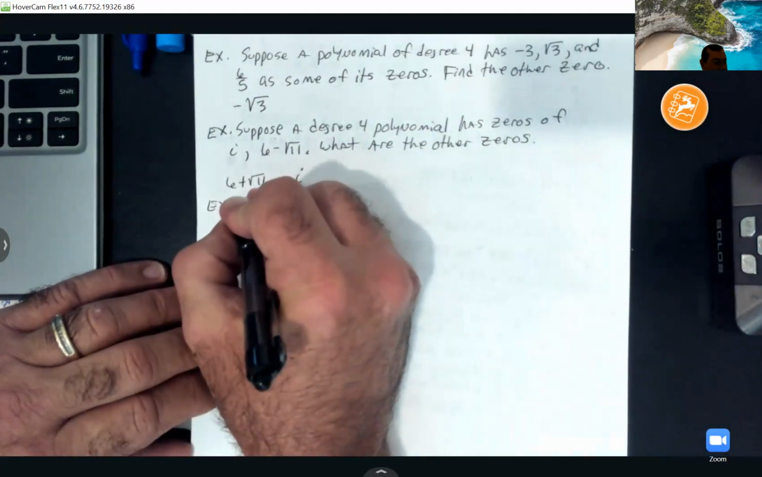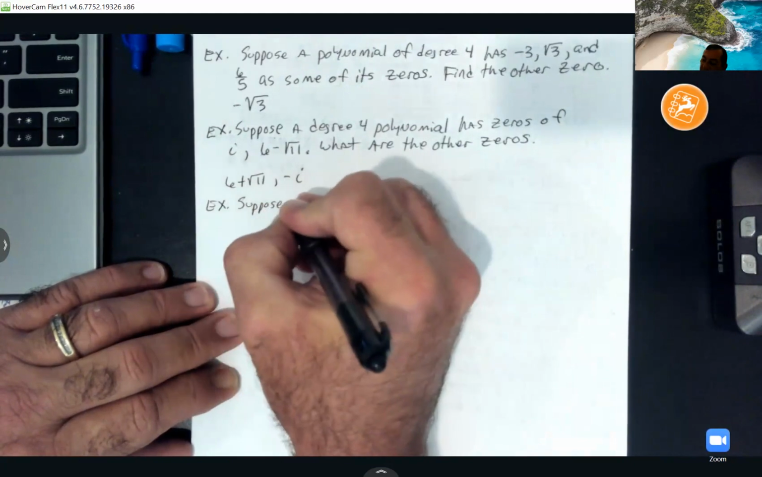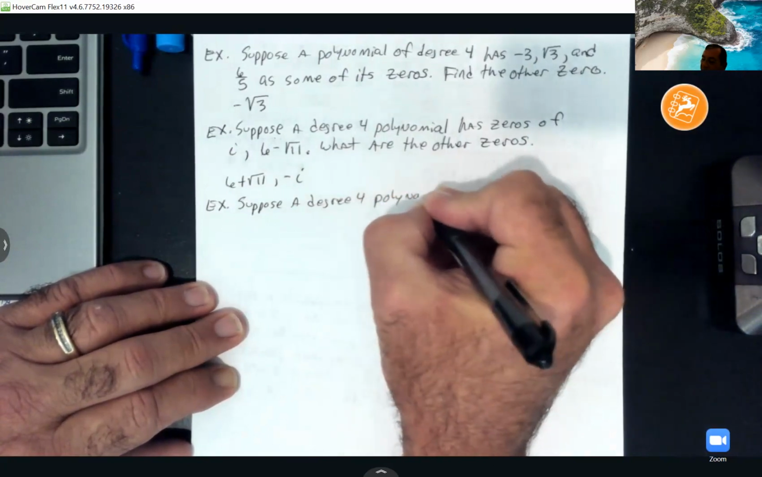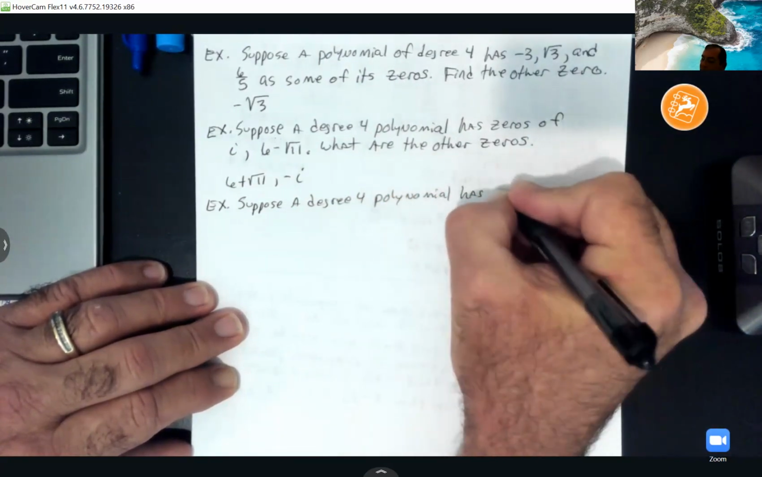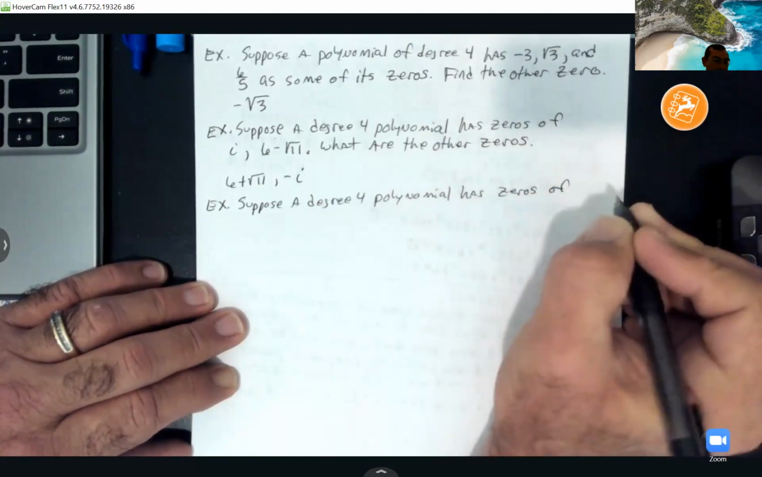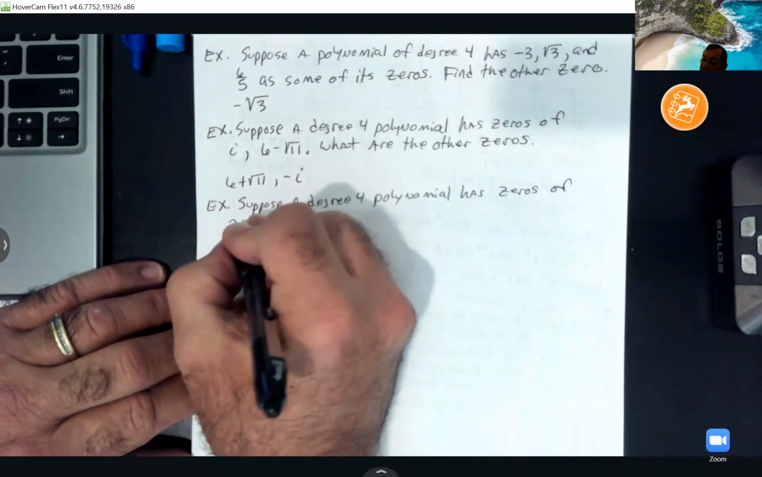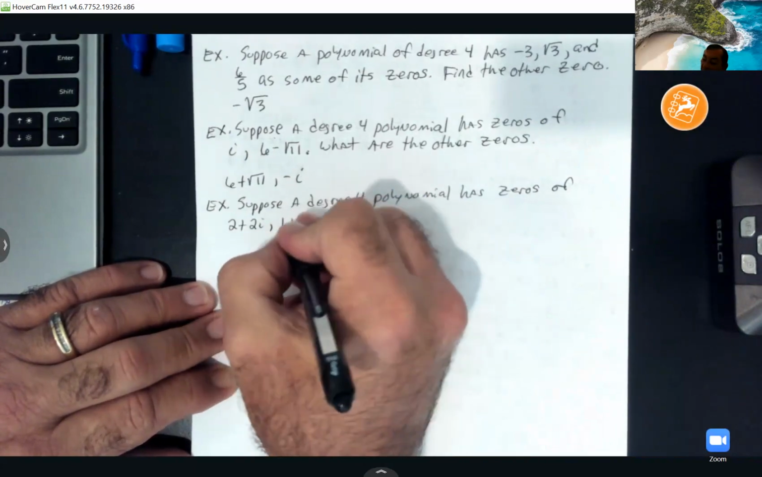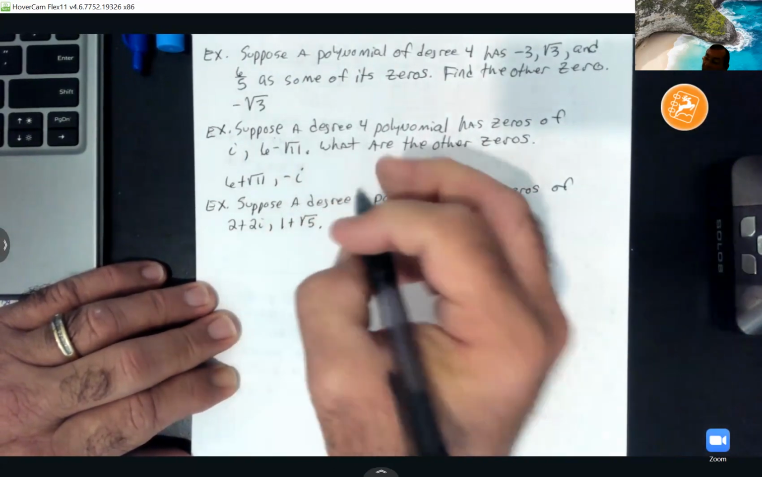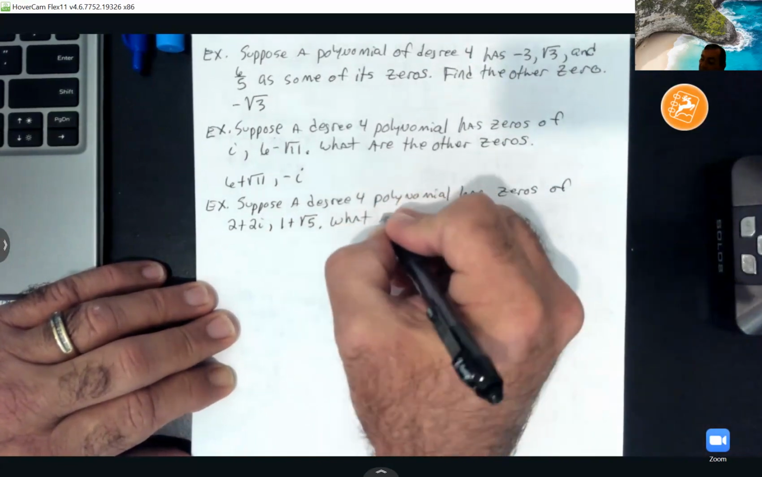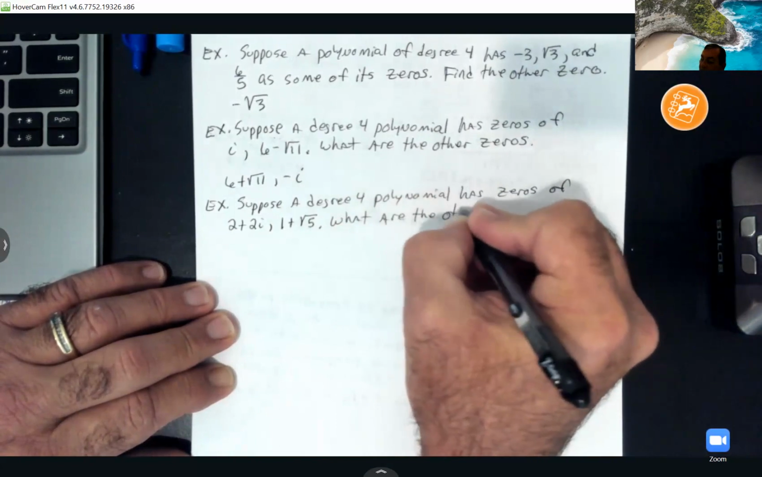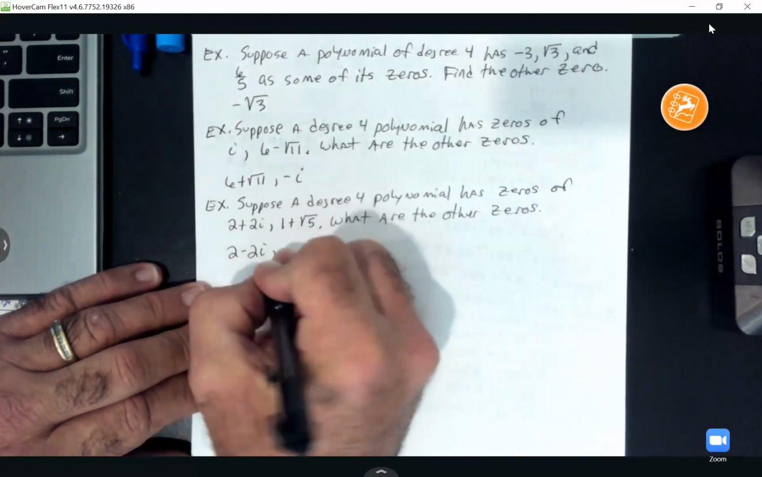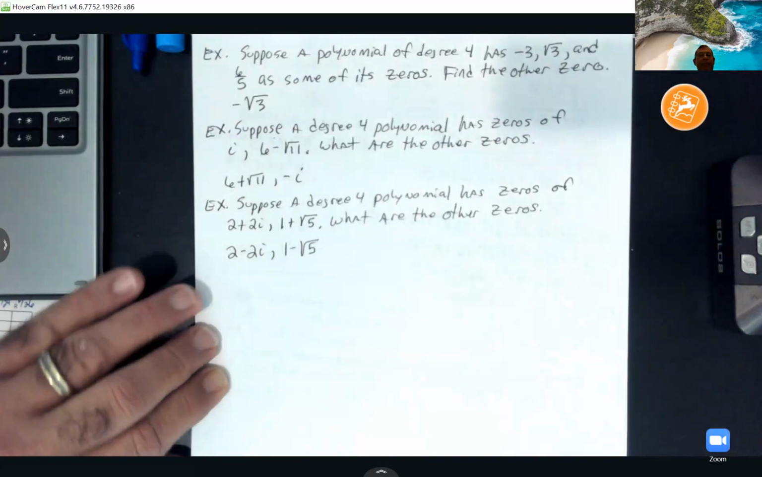All righty, so let's see. Let's knock this one on out. Suppose a degree 4 polynomial has zeros of 2 plus 2i and 1 plus the square root of 5. What are the other zeros? Two minus 2i and 1 minus square root of 5. Perfect. There you go.